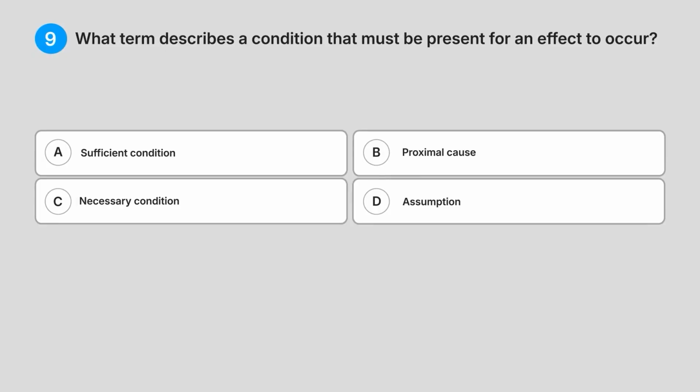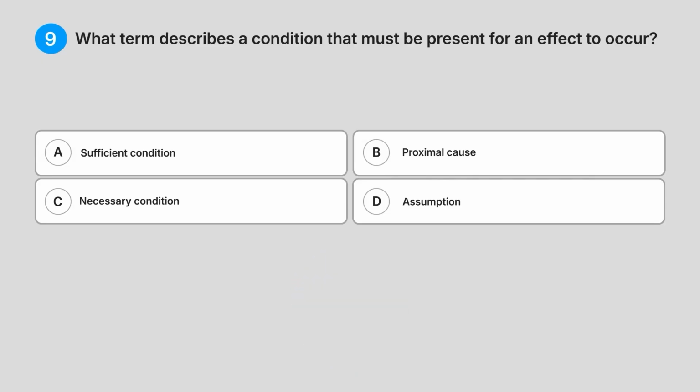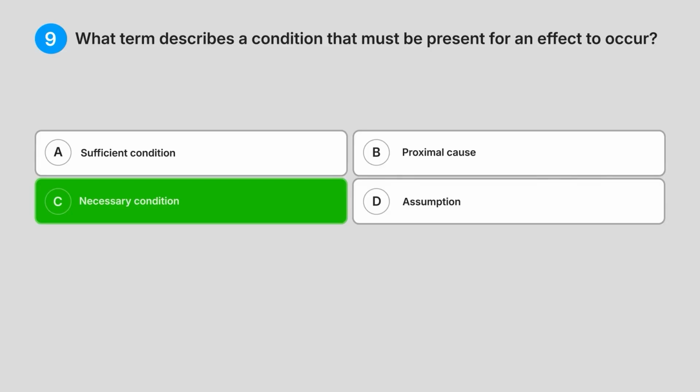Nine. What term describes a condition that must be present for an effect to occur? A. Sufficient condition. B. Proximal cause. C. Necessary condition. D. Assumption. Can you guess the answer? Correct answer, C. Necessary condition.